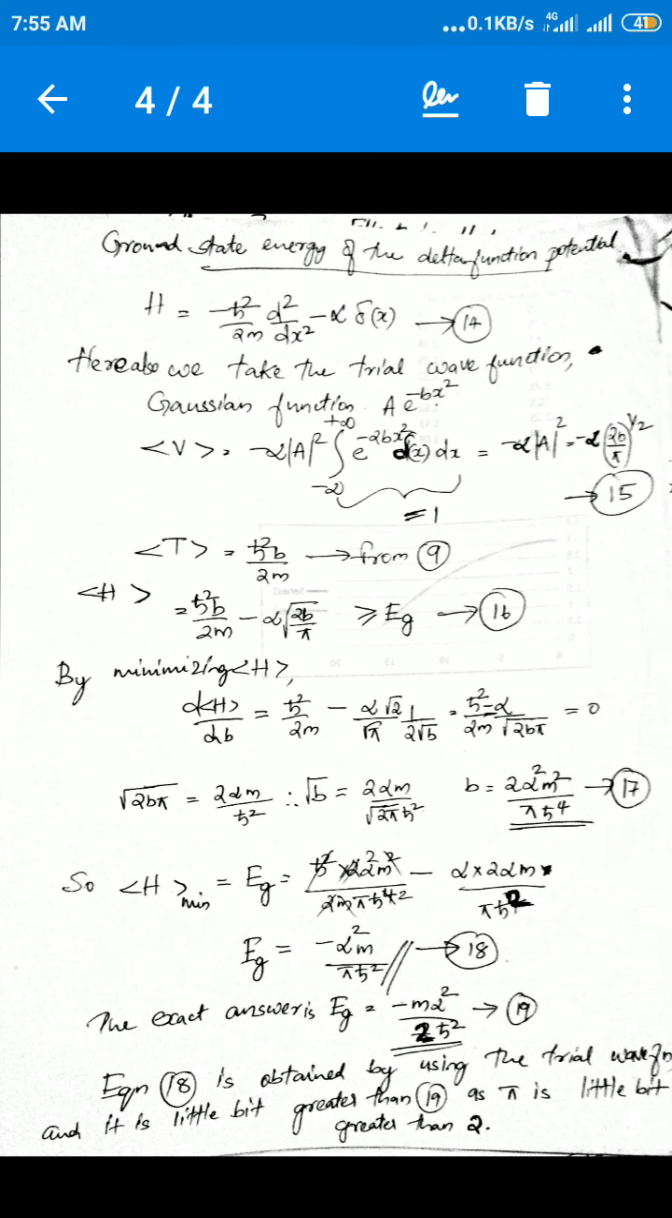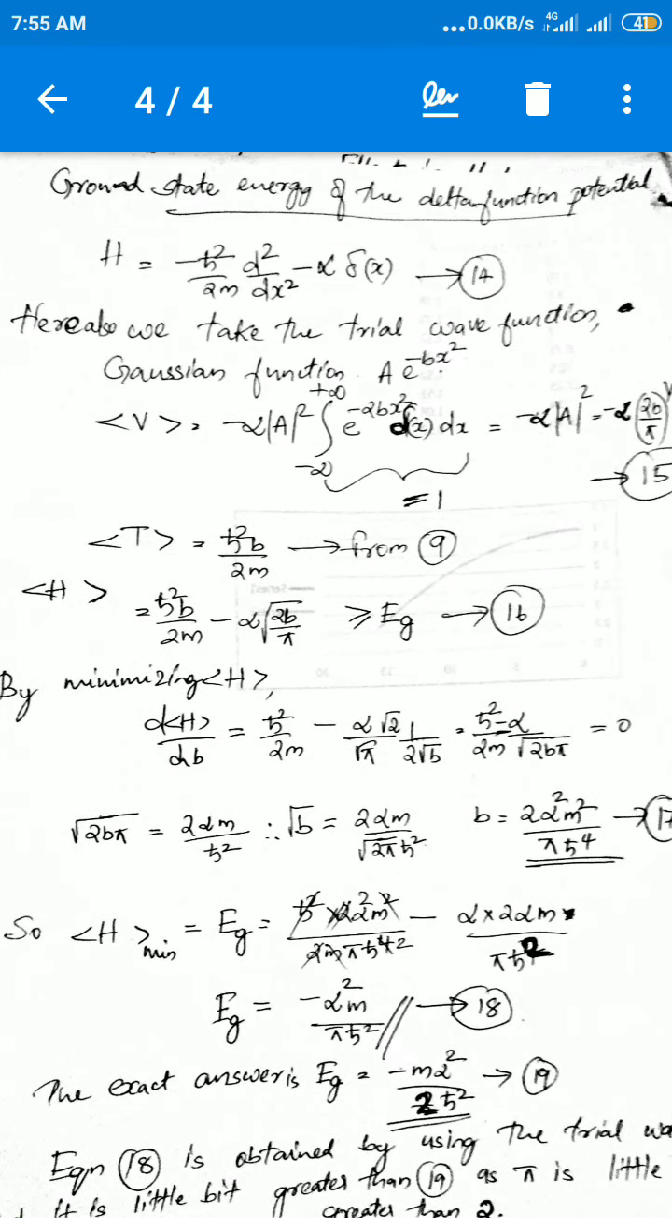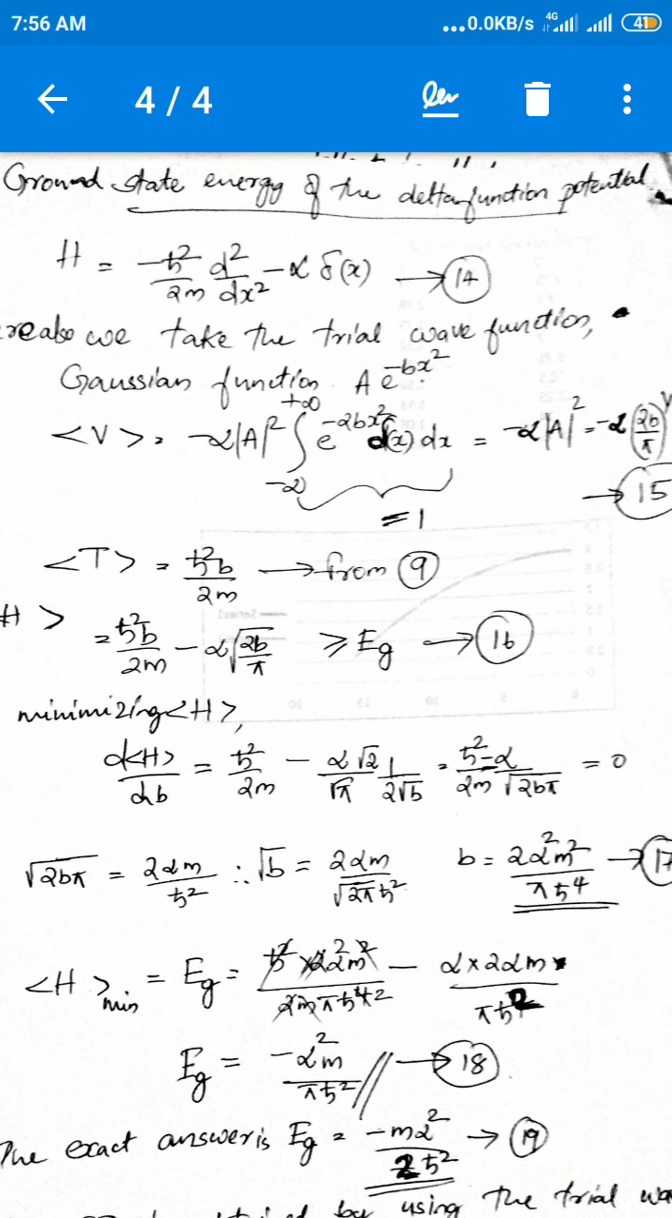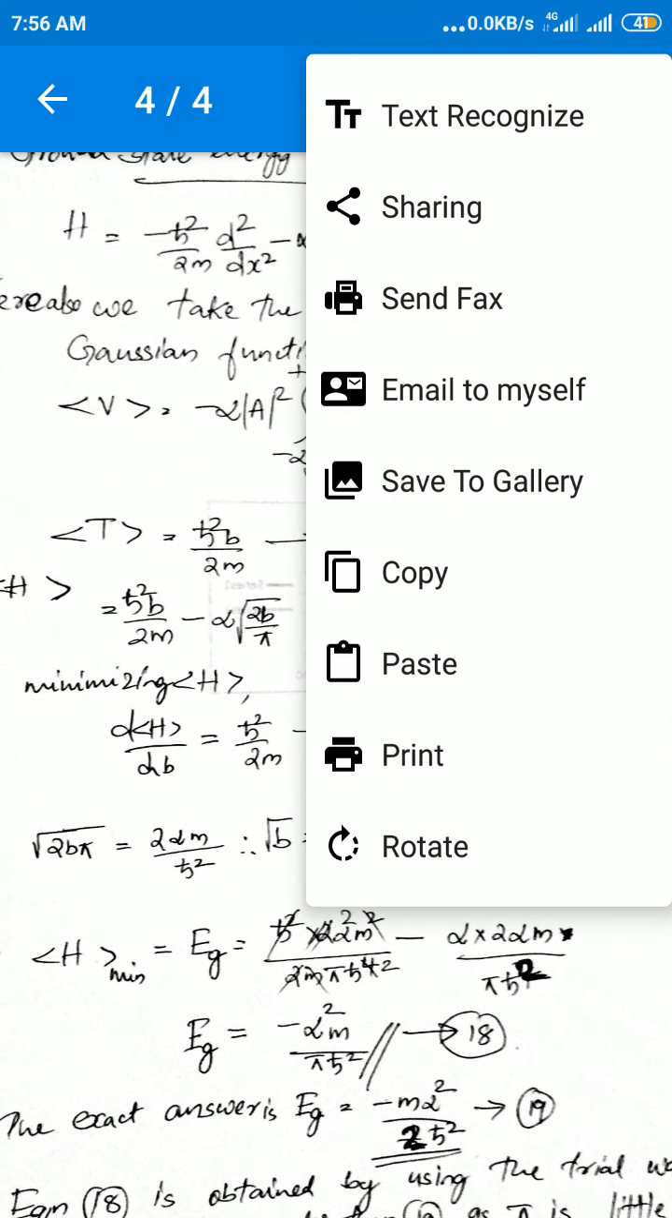Now let us go to a different example, which is the ground state energy of the delta function potential. This is another system. Its Hamiltonian will be minus h cut square by 2m d square by dx square minus alpha into delta x. Here the potential is a delta function, so we can write it as a constant into delta x. So the potential energy is a constant into delta x. Equation number 14. Remember this.